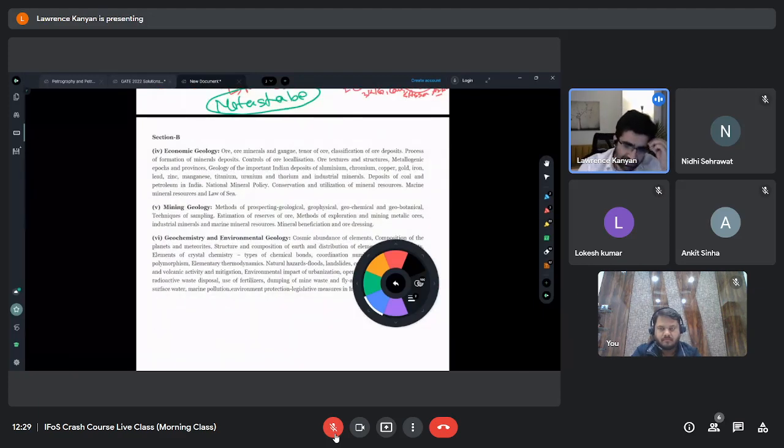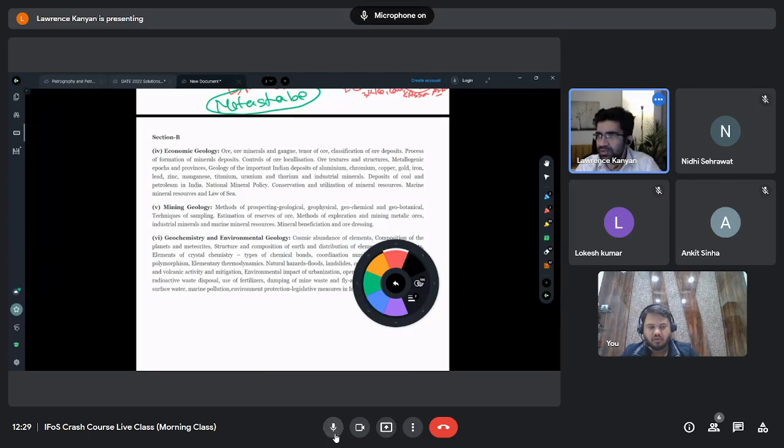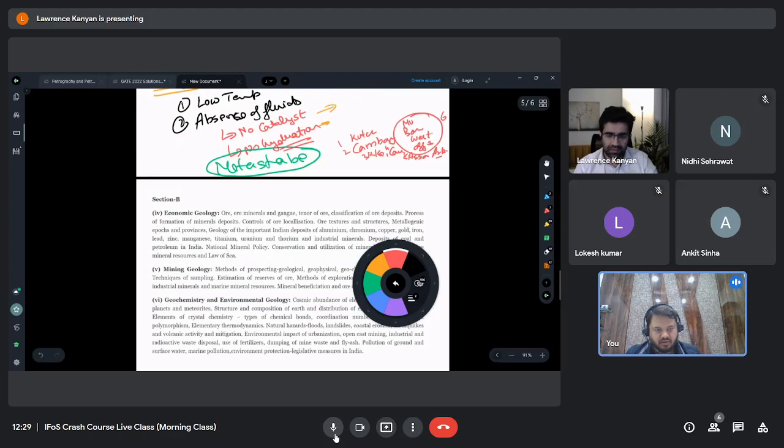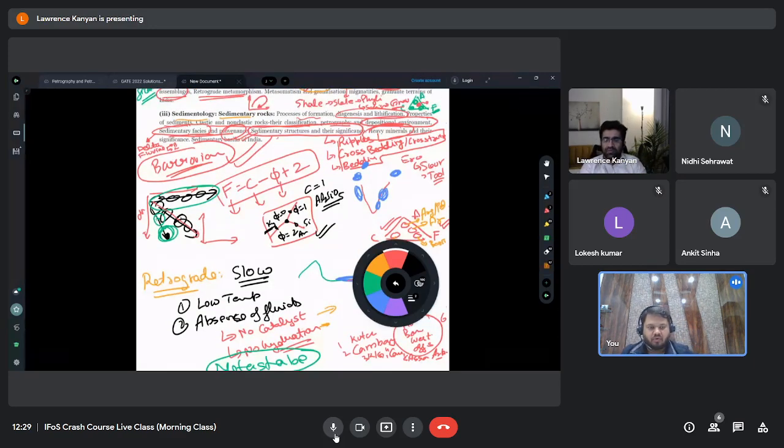Finally, the last section, economic geology. Mayank Sir, you can go through this one. For sedimentology, if you have to prepare only one topic, then that topic should be sedimentary structures and their significance. That is the most commonly asked question from sedimentology. There will be more questions, but they will ask this for sure.